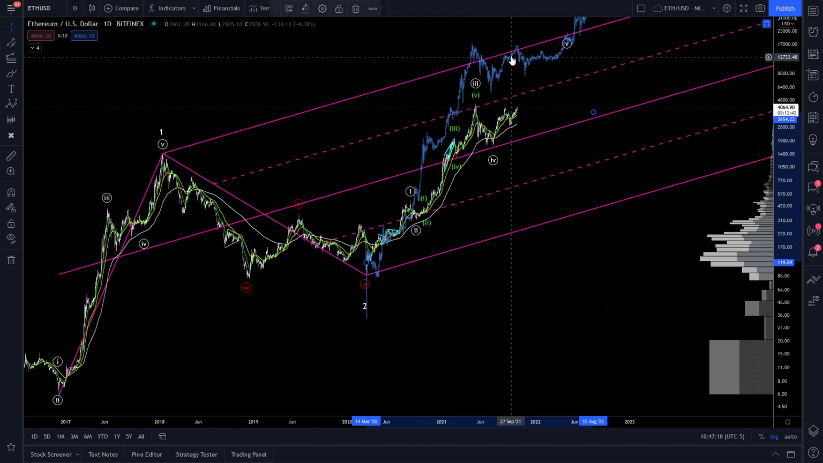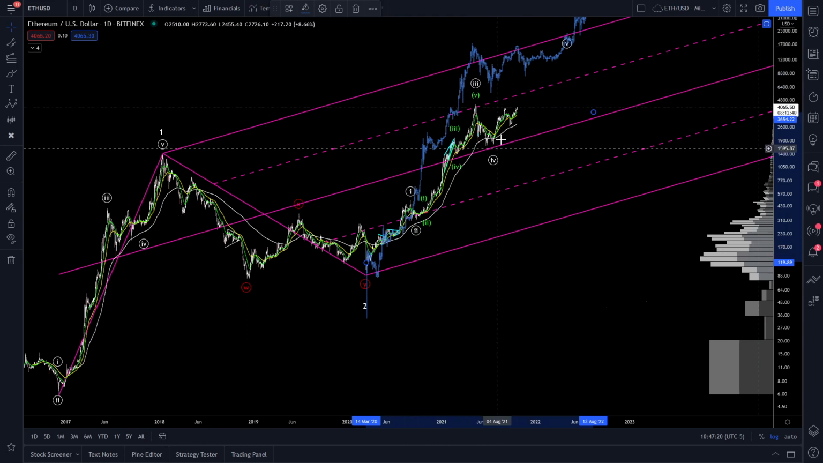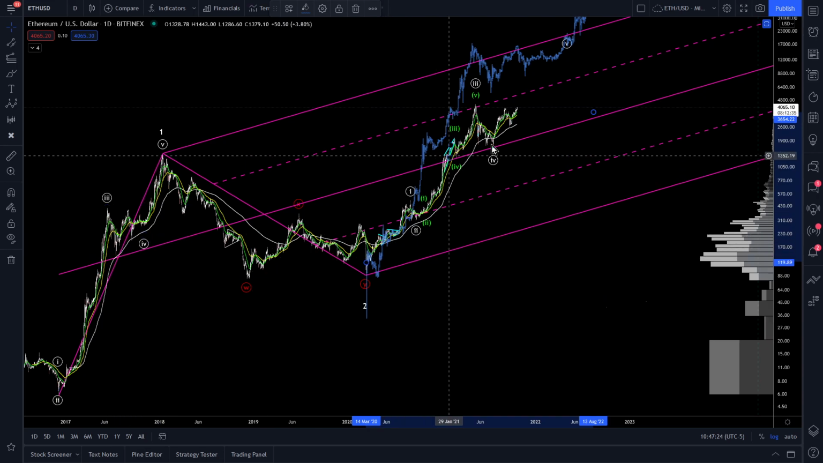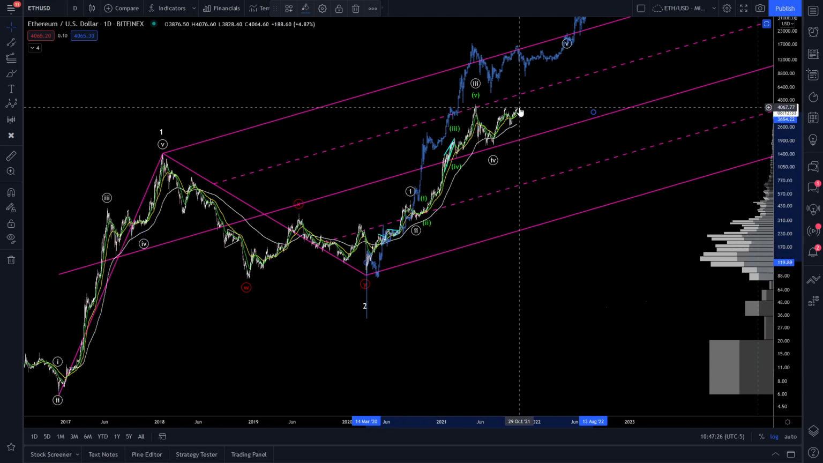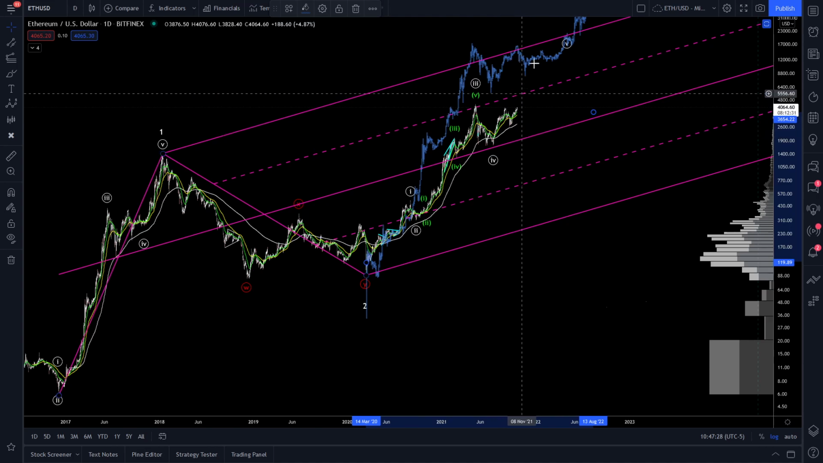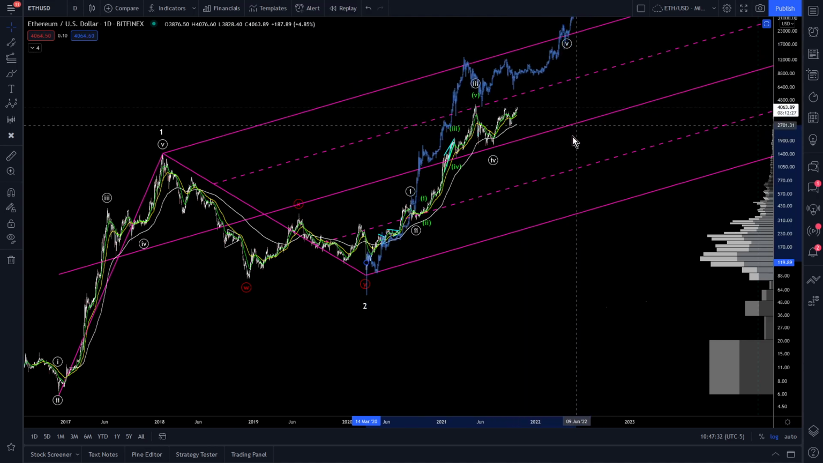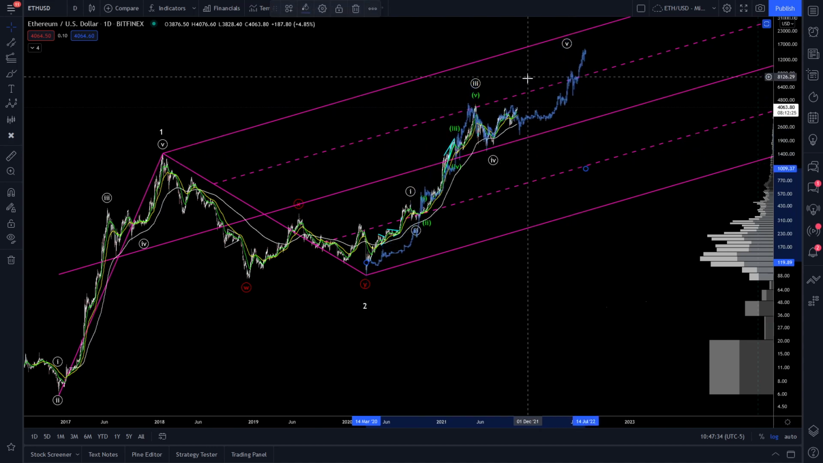Now we pull back. And both times we pulled back, we're testing the 200 EMA. That's going to be the white EMA there. So I think that this is a very good fractal for what's going on. And now we're moving higher. So if this is to play out again, I want to figure out where that would bring prices.